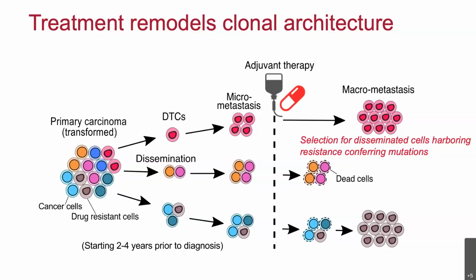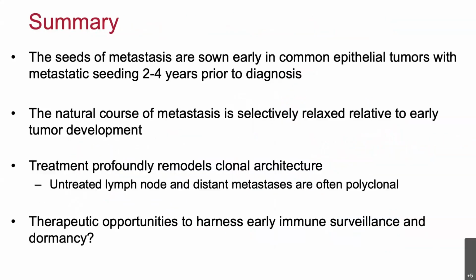And that really requires very detailed, ideally dosing information, but also ideally whole genome sequence data to read out those mutational signatures. So in summary, what I've shown you so far is that the seeds of metastasis are commonly sown quite early in epithelial tumors. We estimate this is on average 2 to 4 years prior to diagnosis.